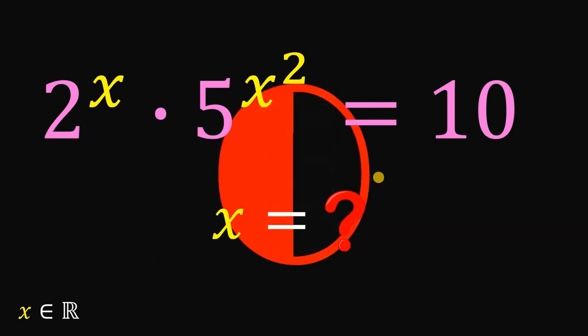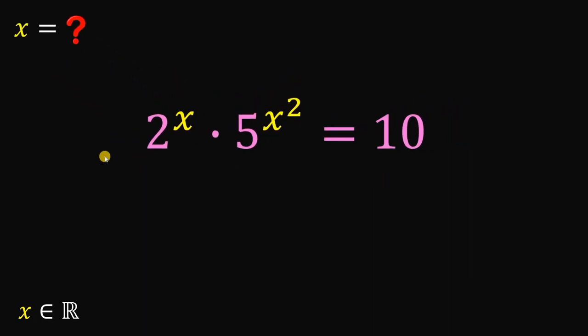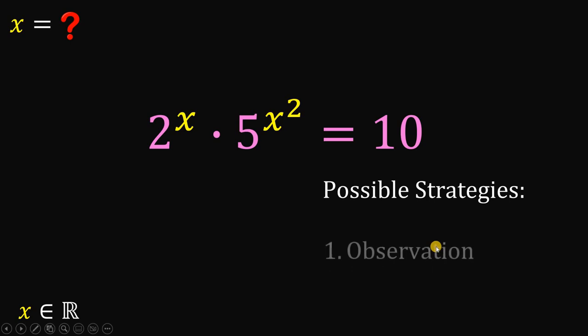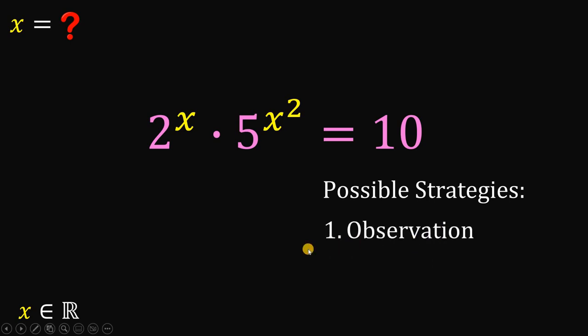And now, let's answer this question together. So, our goal in this question is to solve for the real value of x. Given this equation, 2 raised to x multiplied by 5 raised to x squared equals 10. Now, here's some possible strategy to answer this question. The first one, we can use observation method. And the second one is the algebraic approach.